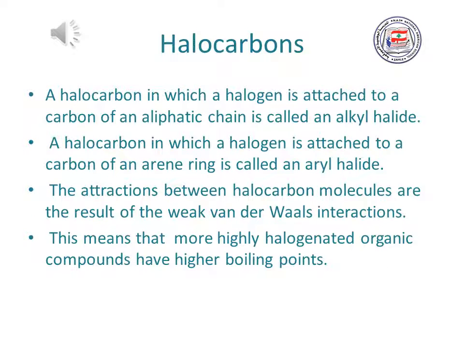A halocarbon in which a halogen is attached to a carbon of an aliphatic chain is called an alkyl halide, while a halocarbon in which a halogen is attached to a carbon of an arene ring is called an aryl halide. The attractions between halocarbon molecules are the result of the weak van der Waals interactions. So, the more highly halogenated organic compounds will have higher boiling points.